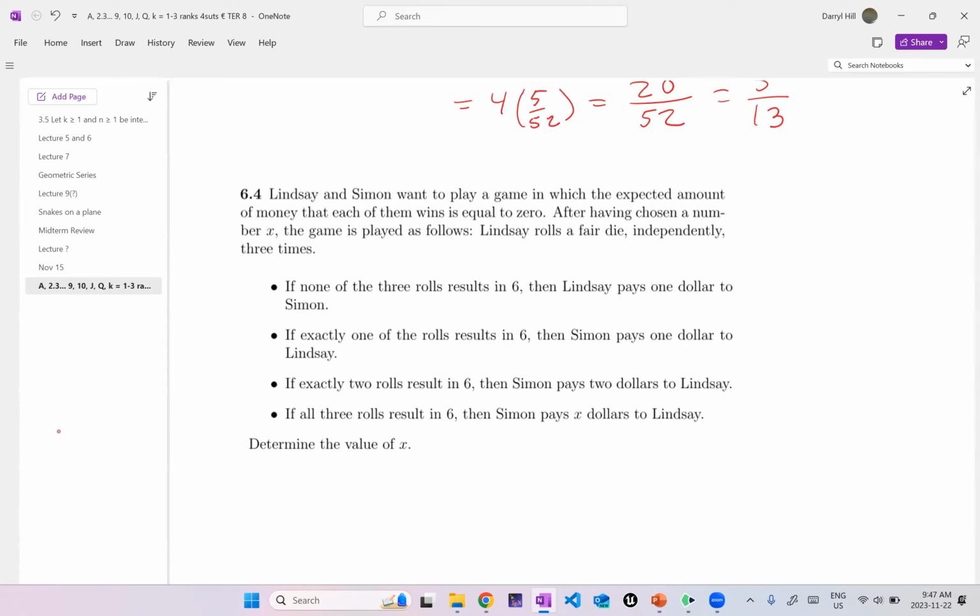So the game is this. Lindsay rolls a fair die independently 3 times. If none of the 3 rolls results in 6, then Lindsay pays $1 to Simon. If exactly one of the rolls is 6, then Simon pays $1 to Lindsay. And if exactly 2 of the rolls result in 6, Simon pays $2. And if all 3 result in 6, then Simon pays X dollars. So we want to find an X so that the expected winnings are 0, right? So that after the game, they're probably going to go home with all their money, but no extra.